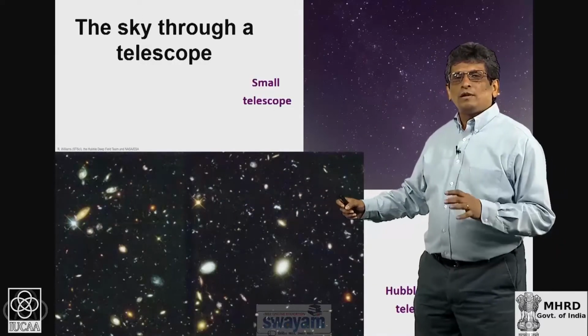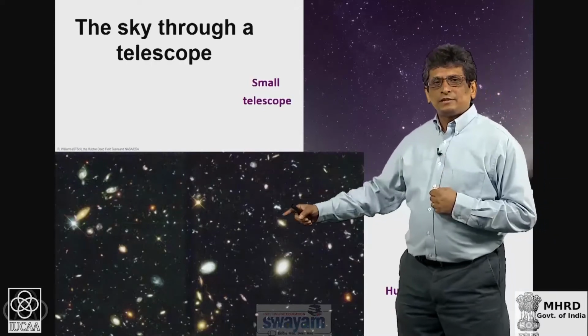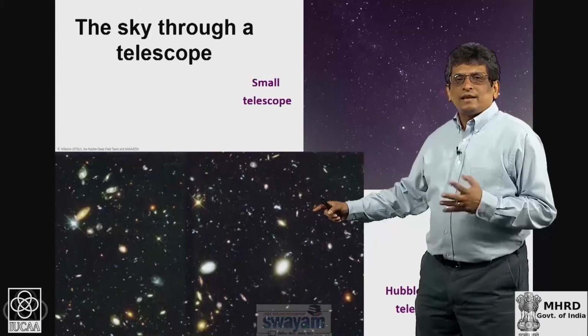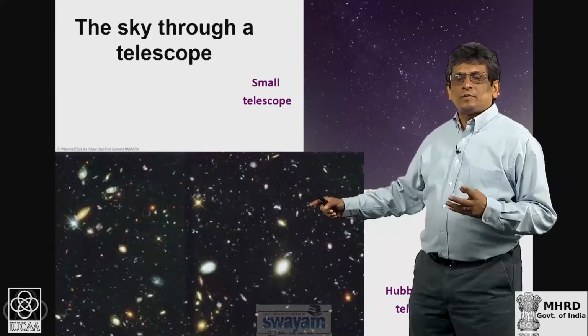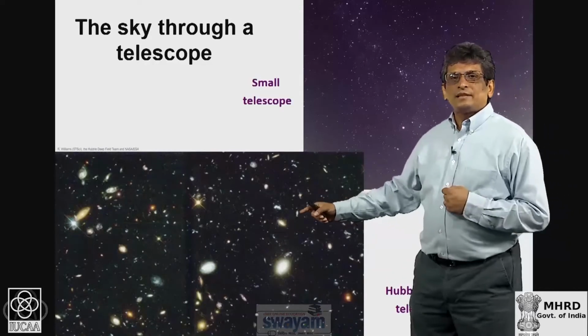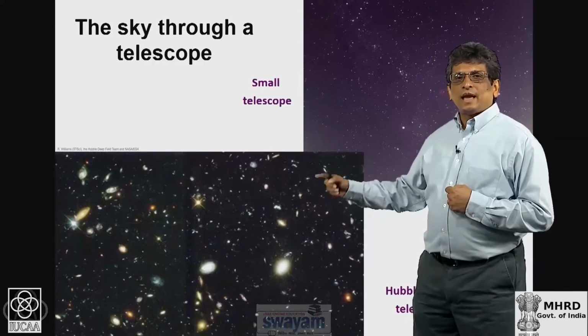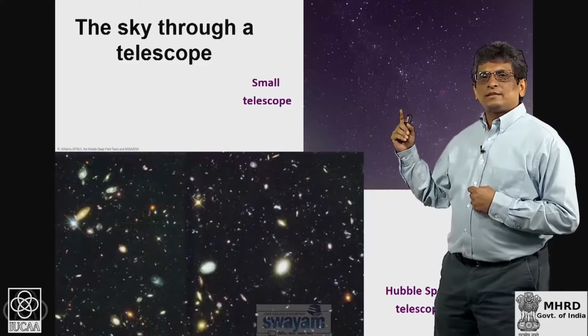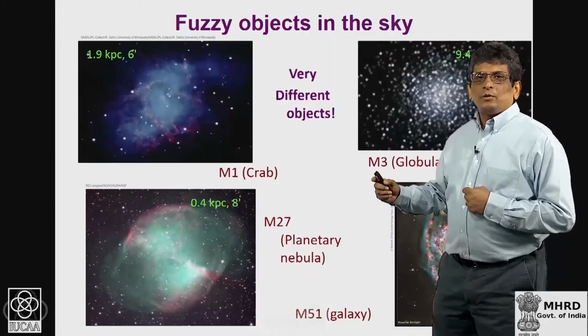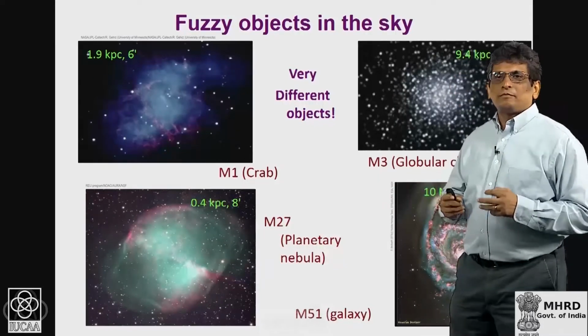Almost all the things that we see in this picture are galaxies, and each galaxy has 10 to the power 11, 10 to the power 12 stars. So, these are the things that make up the universe, and here we see these stars that belong to our galaxy. We did not know this for a long time.